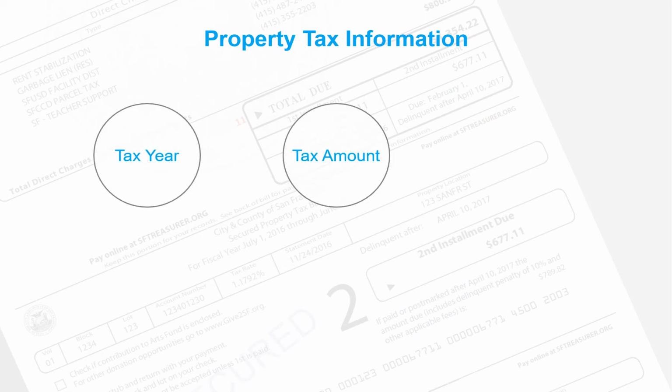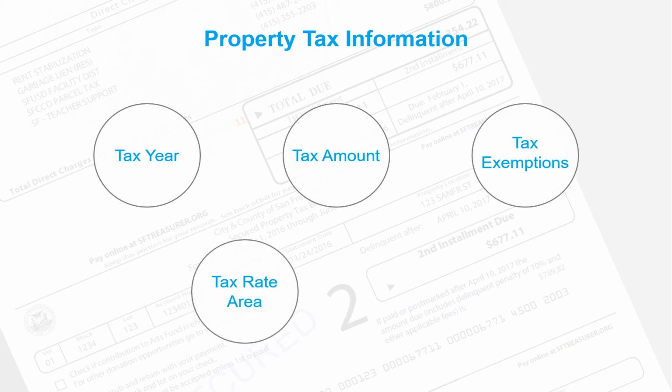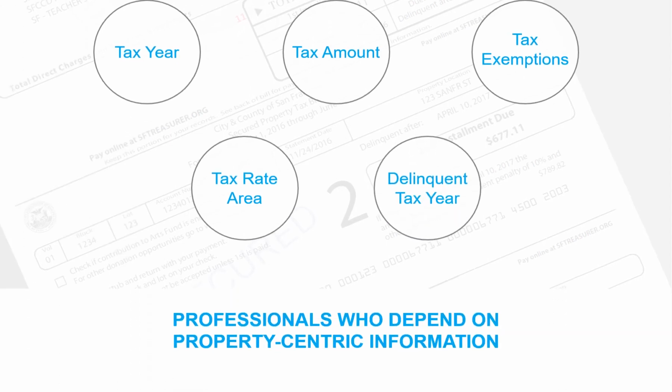Tax information may also include the property tax information, which is the amount of taxes that the owner must pay to the assessor or tax collector. Tax information attributes typically include: 1. Tax year, 2. Tax amount, 3. Tax exemptions, if any, 4. The tax rate area, 5. And sometimes the delinquent tax year if the taxes are delinquent.